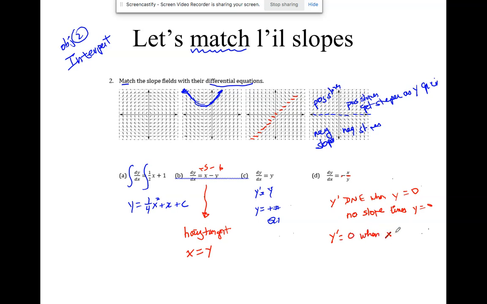When x is equal to 0, right? How do you make a fraction equal to 0 when x is equal to 0? So every time x is equal to 0, except for when y is equal to 0 as well, you should have a horizontal tangent. You see that here?